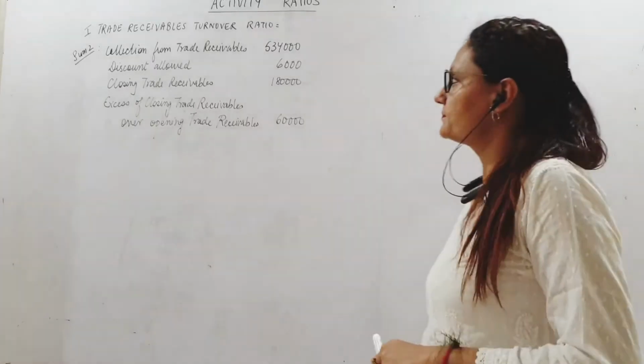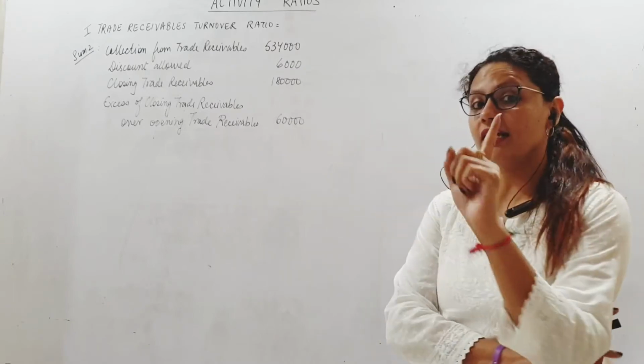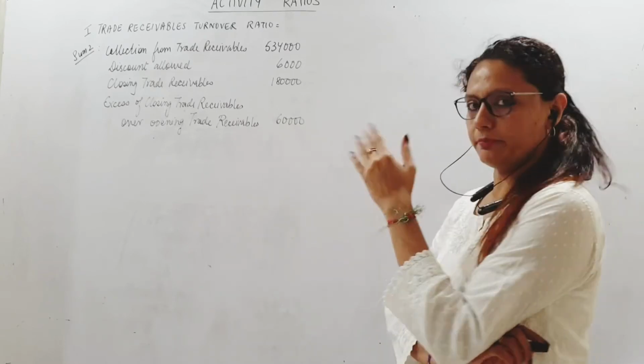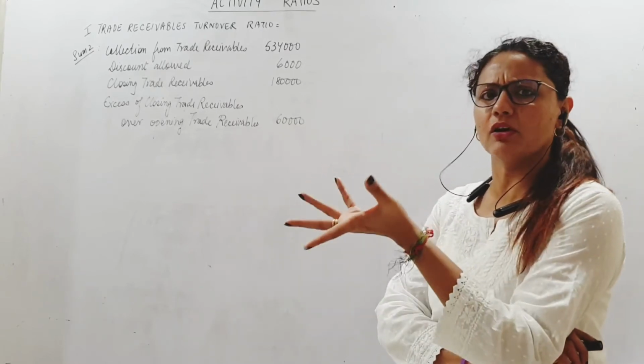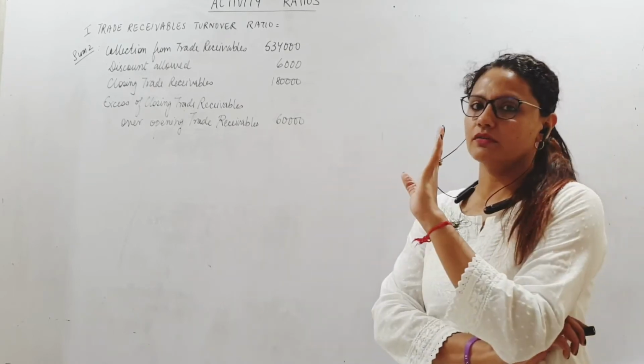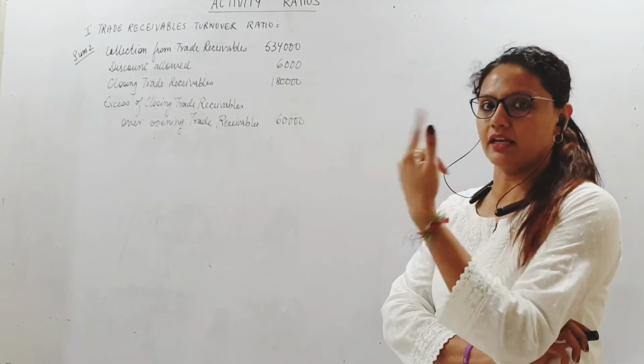Sum number 2. Collection from trade receivables is 5,34,000. It is collection, meaning how much have they paid me during the year? Obviously, they have paid me because I have sold them on credit. Discount allowed is 6,000. Obviously, discount allowed is related to this because when they pay me, I allow them a discount.